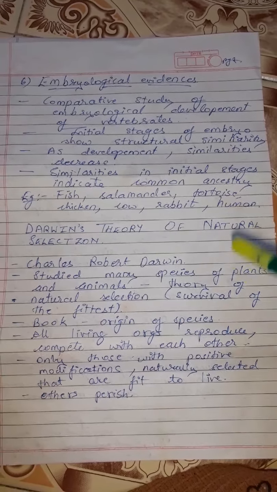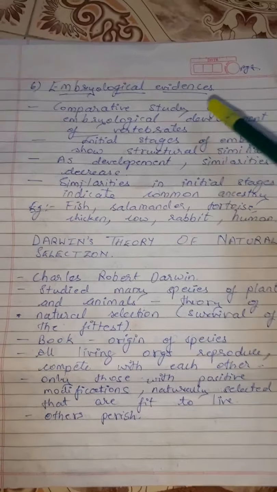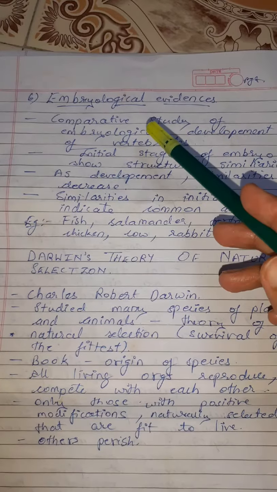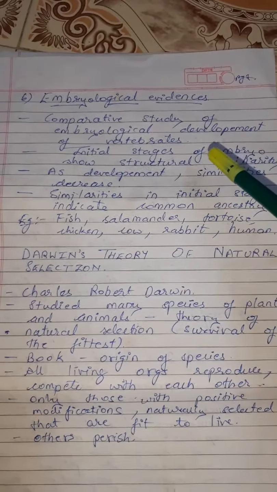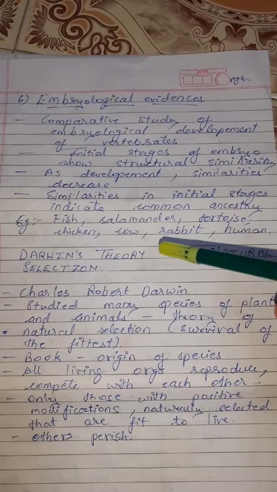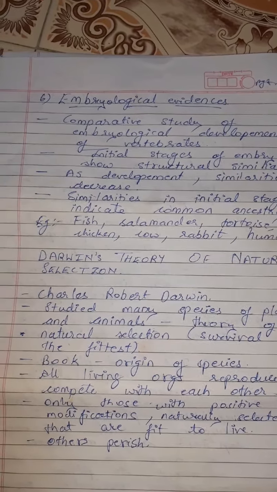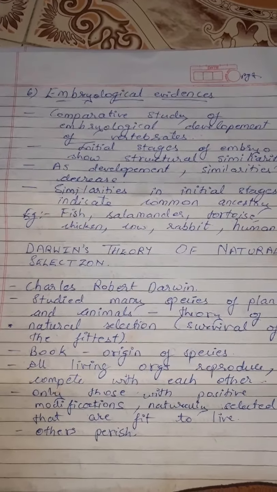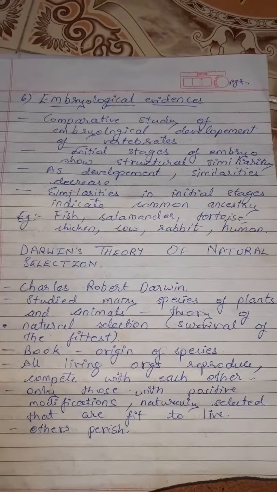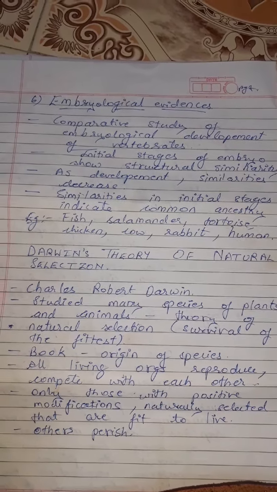Next, embryological evidence. We are seeing the evidences of evolution. To understand this evidence, when you are listening to my video, you can refer to textbook page number 7. They have given you a nice diagram picture so that you can understand it better. It's on page number 7 of your textbook.